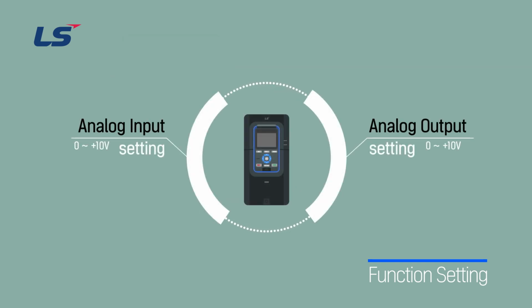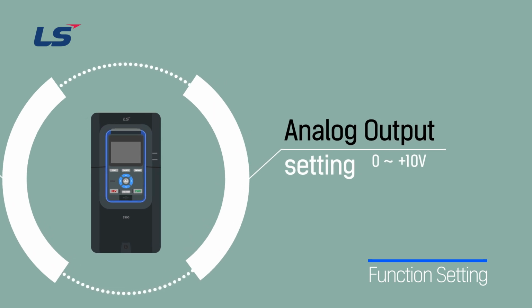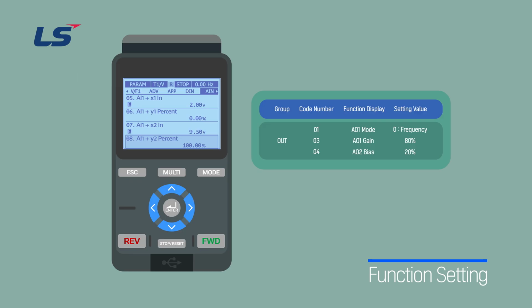Next, let's look at how to monitor the current frequency using 10-volt output with the smart operator. In this video, we will set the bias to 20% and the gain to 80%. Use the arrow keys to navigate to Out group 1 and set A01 mode to 0 frequency. Set A01 gain at Out group 3 to 80%. And A01 bias at Out group 4 to 20%.